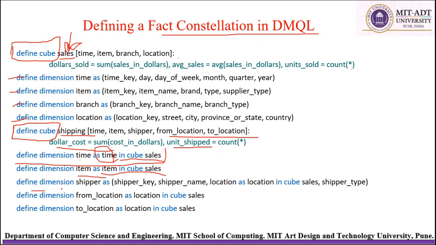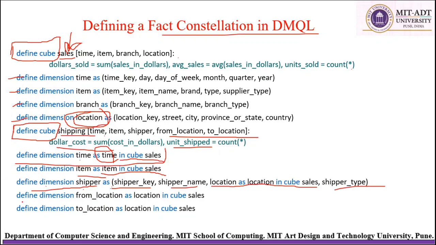Now in case of the dimension shipper, define dimension shipper as shipper key, shipper name, and it is using this location dimension. तो जो हमने सेल्स फैक्ट टेबल में डिफाइन किया है वो हमें यूज करना है. So we are writing here location as location in cube sales and shipper type.